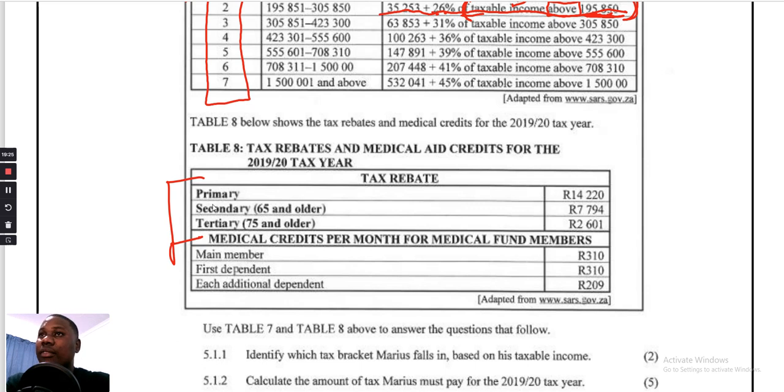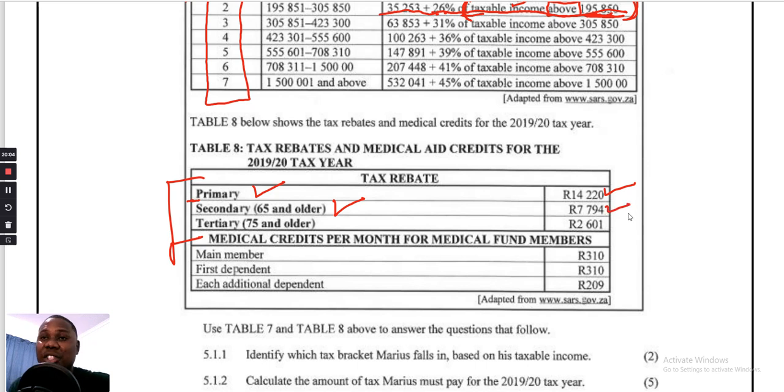Okay, now I want to talk about this one first. Under the tax rebate, this primary rebate, everyone who is working qualifies for primary. If I am 20 years old, I am going to qualify for the primary rebate. But once I reach 66 years, I'm going to qualify for primary and secondary, meaning that when they reduce my annual tax, they are going to reduce it with 14,220 and 7,792.